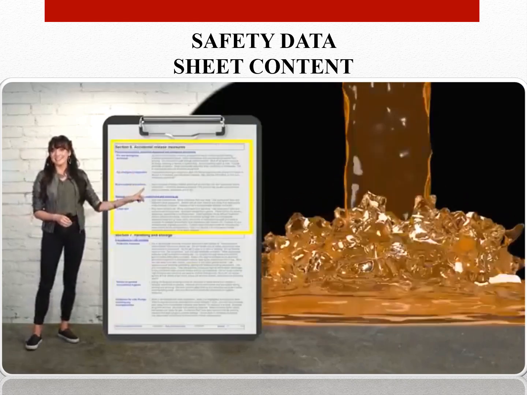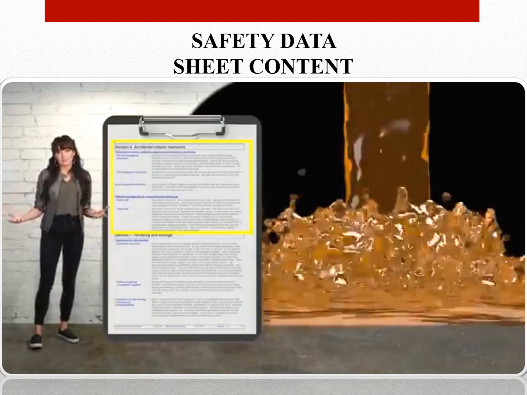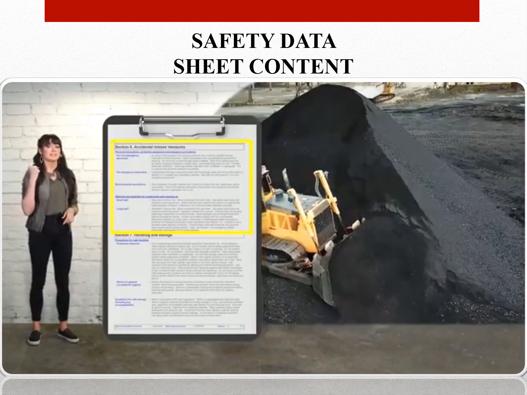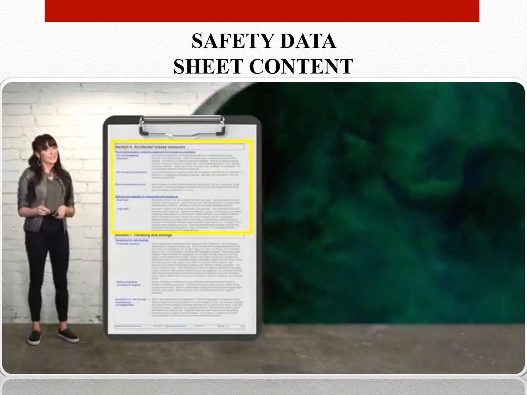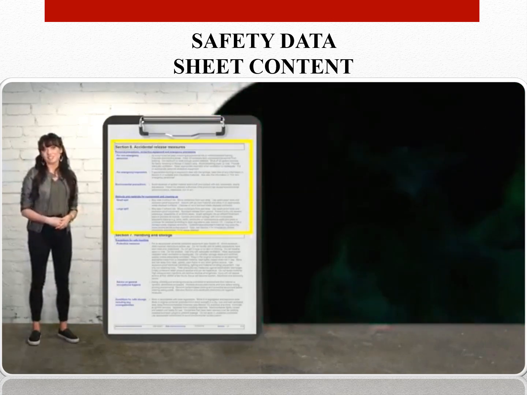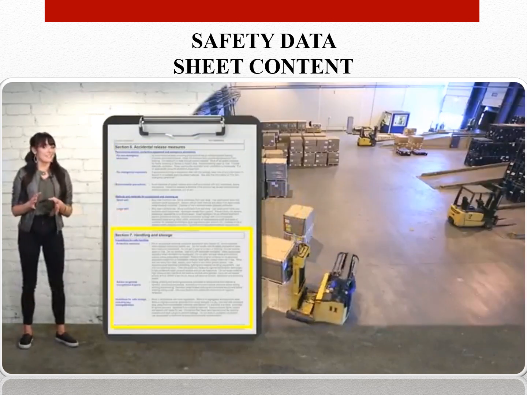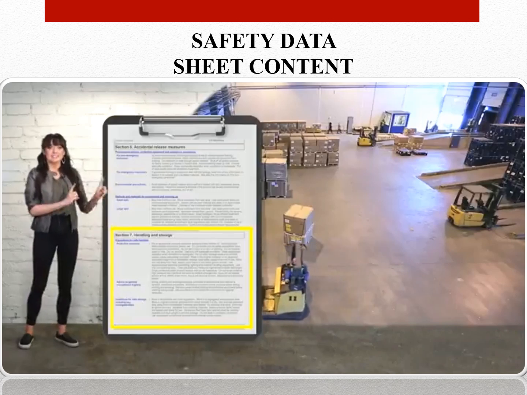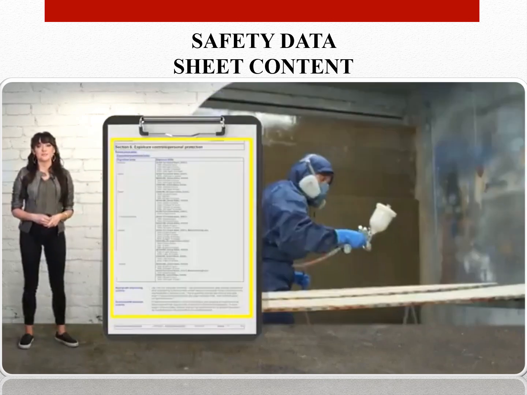Section 6, Accidental Release Measures. Accidental release is just a fancy way of saying spills, but when it comes to hazardous substances, those spills can be solids, liquids, or gases. This section will tell you how to contain the spill and the right way to manage cleanup. Section 7, Handling and Storage. Remember, it's not a good idea to store incompatible substances together. This section will give you information on safe handling and storage.